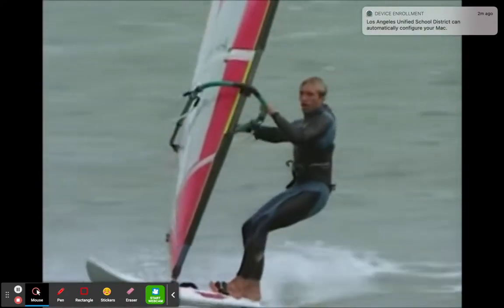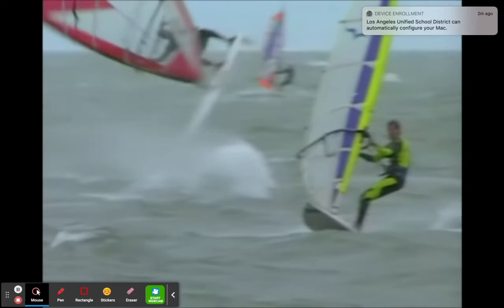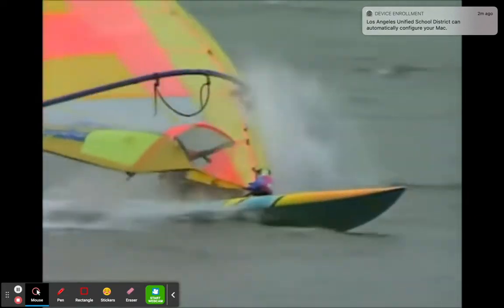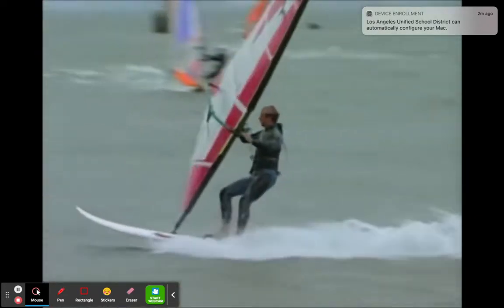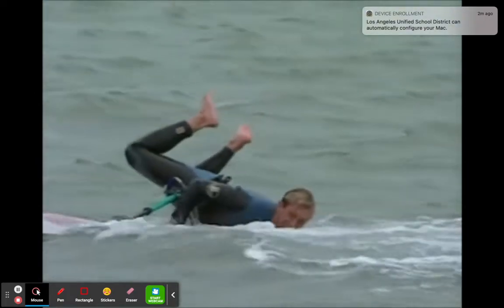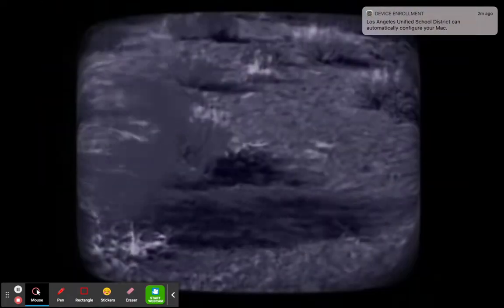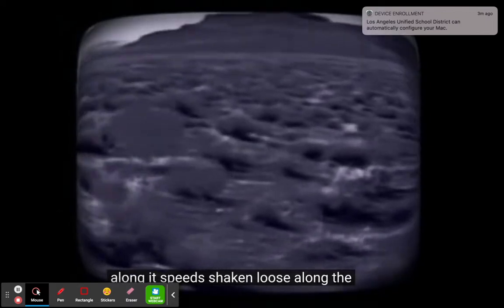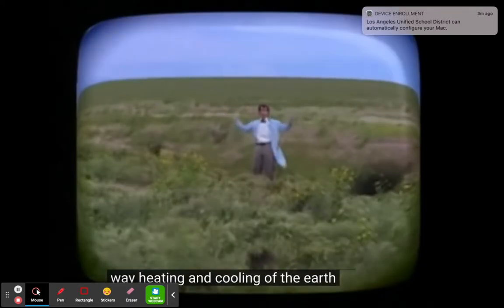Hot air. Cold air. Hot air. Cold air. Blown by moving air, the tumbleweed rolls along, its seeds shaken loose along the way. Heating and cooling of the earth makes wind!